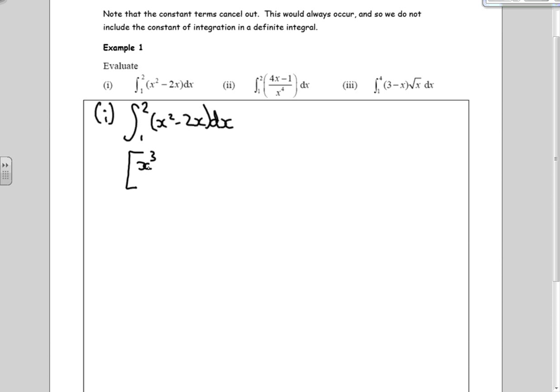So that'll be x cubed over 3 minus x squared. And we need to evaluate that between 2 and 1. So first off, we substitute 2 for x. So 2 cubed would give us 8 over 3 minus 4 for x squared. And then we subtract our value for when we substitute 1 in. So that'd be a third minus 1.